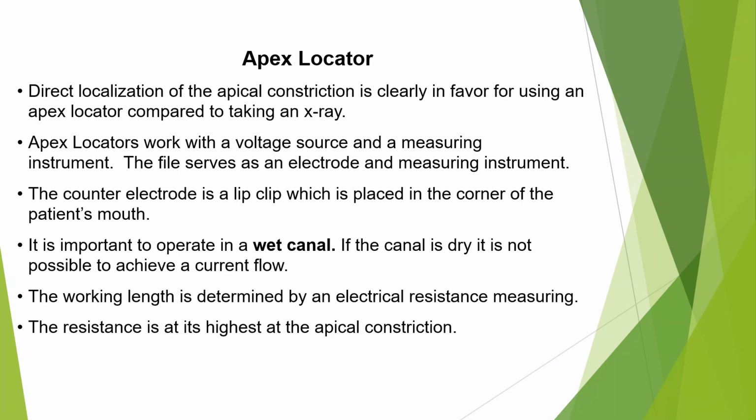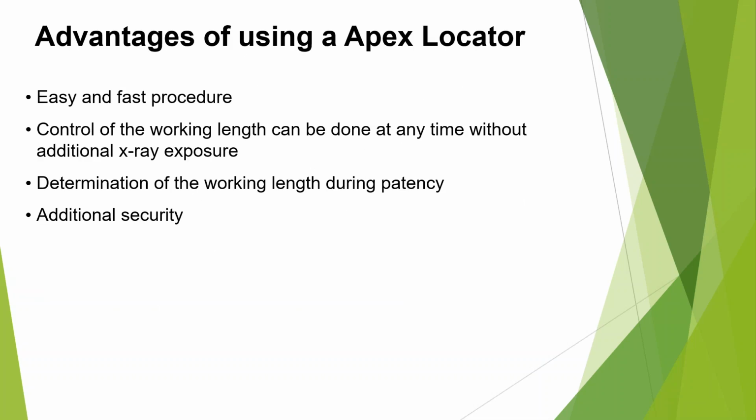However, as you may know, with our apex locator, it can operate in a wet or a dry canal. Most of the other apex locators out there, they can only work in a wet canal. But it's optimal if you can do that because you get a better current flow. And then the working length is determined by electrical resistance and measuring, and the resistance is at its highest at the apical constriction. So, next slide.